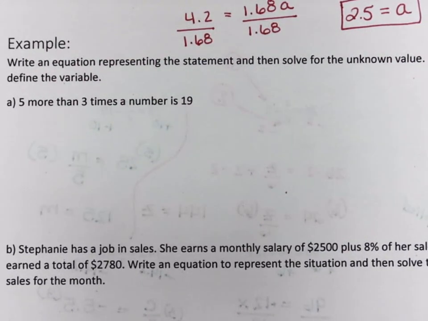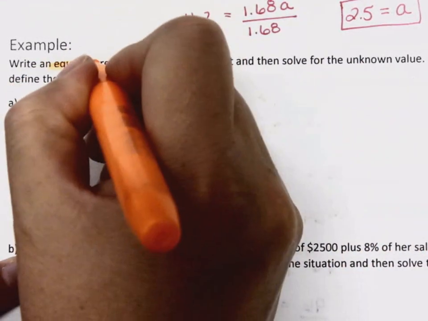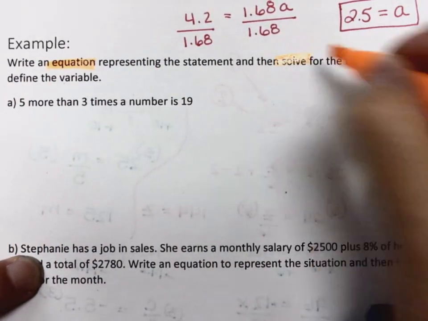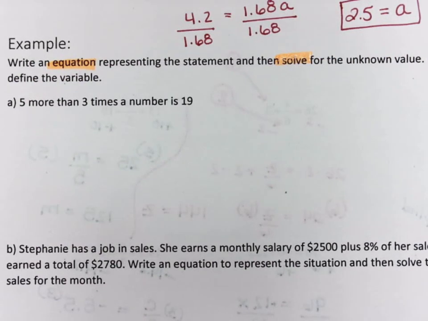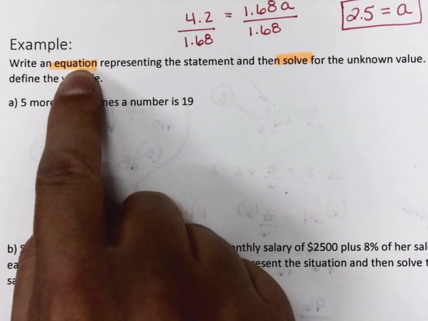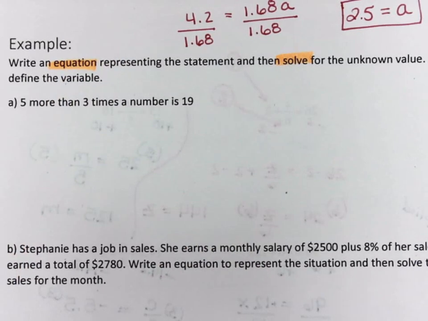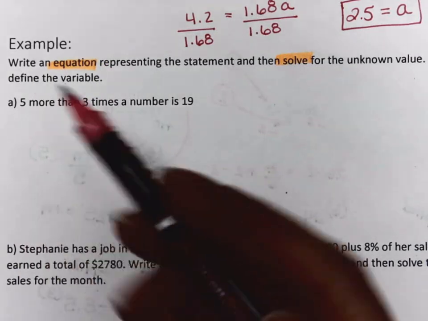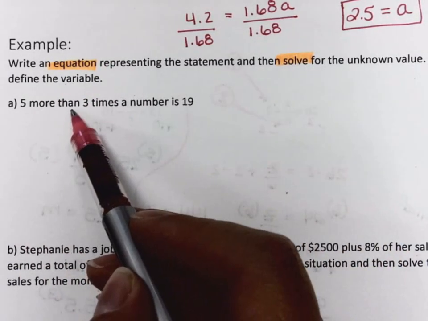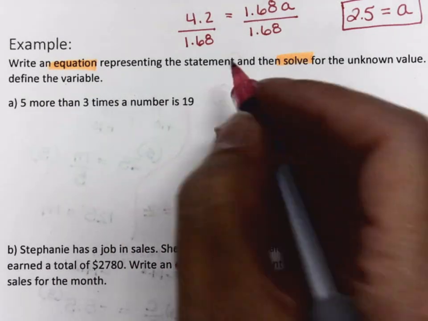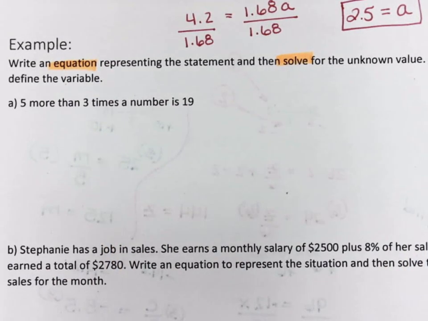All right, write an example representing the statement and solve for the unknown value. You guys need to remember to read the entire sentence. We have to create an equation, and then we have to solve. Okay? So you get some marks for creating the equation, and you get some marks for solving. If you only create the equation, then you're only going to get part marks. Okay, 5 more than 3 times the number is 19.